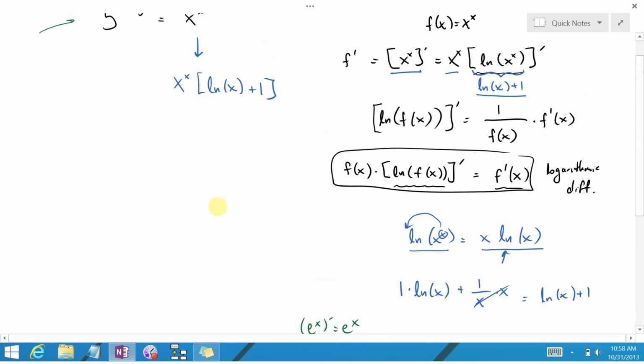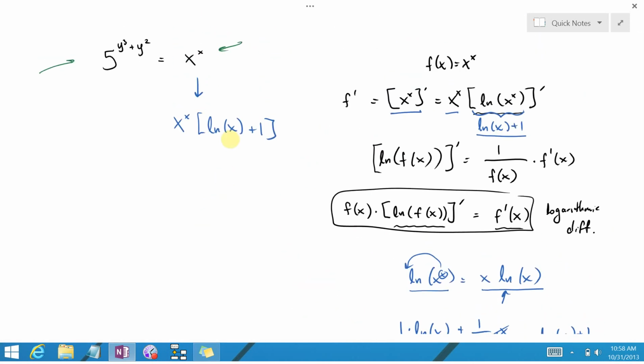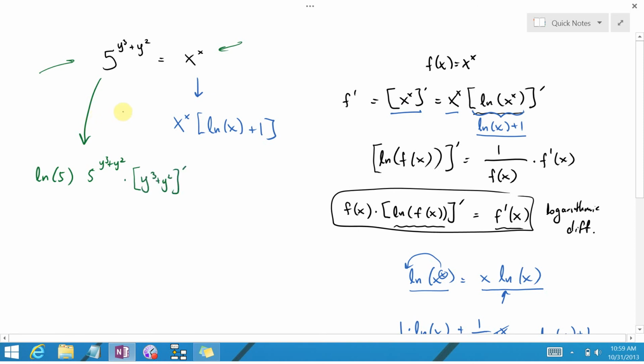So now that we have that in our back pocket, we can compute the derivative of the left-hand side with respect to x simply using the chain rule and implicit differentiation. So what does this turn into? I'll put it down here. This is just ln of 5 times 5 to the y cubed plus y squared. It's as if you just take the derivative with respect to whatever's on top, except now, by chain rule, you have to multiply by the derivative of whatever's up there in the exponent. So we have to multiply by that.